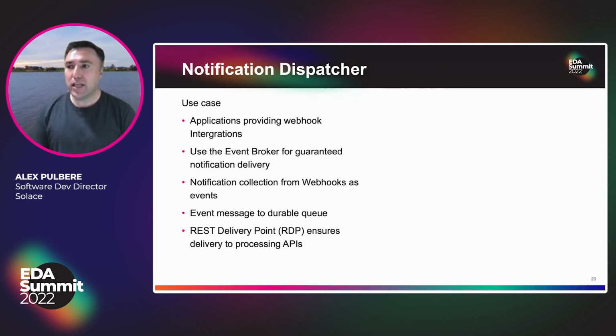We're going to receive all the webhook notifications as events to the broker. Then, based on the capabilities of the broker, we store them in a durable queue to ensure guaranteed delivery. The guaranteed delivery is done through the broker feature called REST delivery points, which is able to deliver events as REST requests.